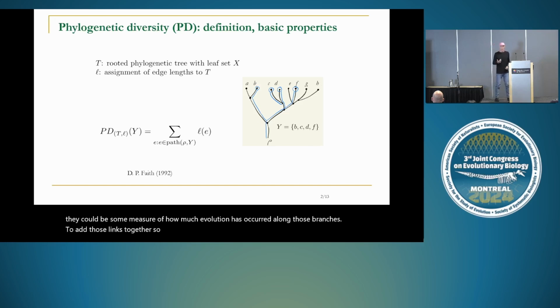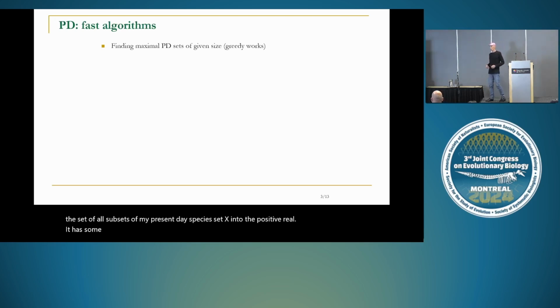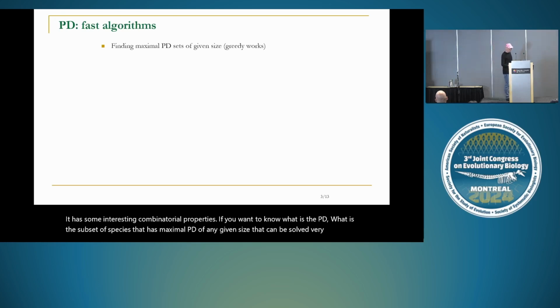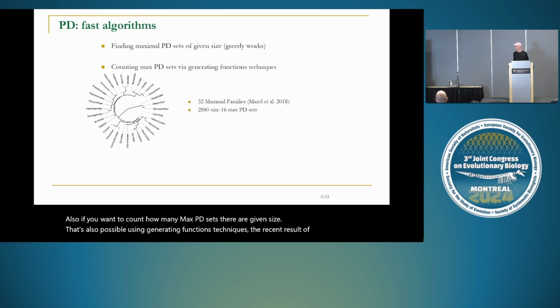So we add those lengths together. This is called PD, phylogenetic diversity. It's a function from the set of all subsets of my present day species set X into the positive reals. It has some interesting combinatorial properties. If you want to know what is the subset of species that has maximal PD of any given size, that can be solved very quickly using a greedy algorithm. Also, if you want to count how many max PD sets there are of a given size, that's also possible using generating functions techniques. That's a recent result of our PhD student, Kerry Manson.